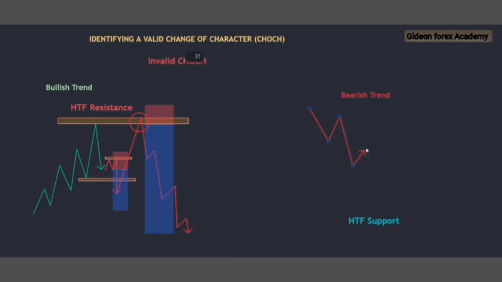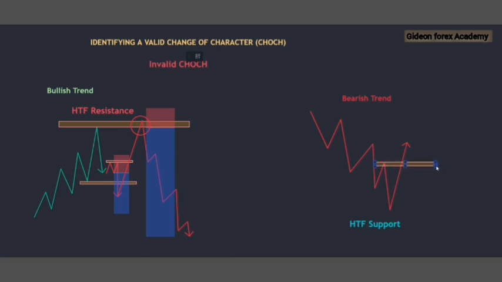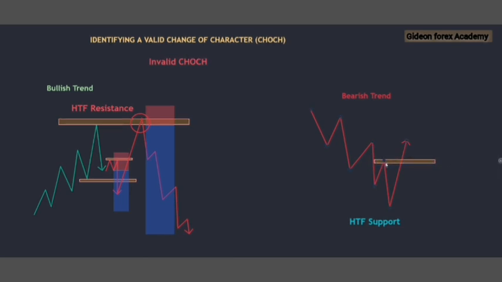Lower low, lower high, lower low, lower high, lower low, lower high. And then this lower high has been taken out. There's been a change of character right here. There's been a change of character here. And now price has taken out this lower high, and now it has formed the high price over here. So this is a change of character.